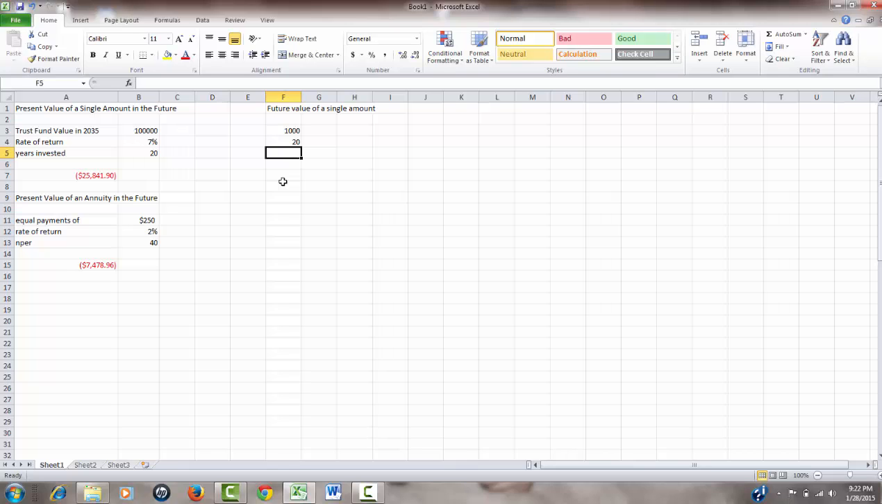So the $1,000 is just a single amount. It's the only money I've got, but I'm going to invest it for 20 years. And let's say at an interest rate, 20 years is here. The interest rate, let's say we're going to do at 5%.